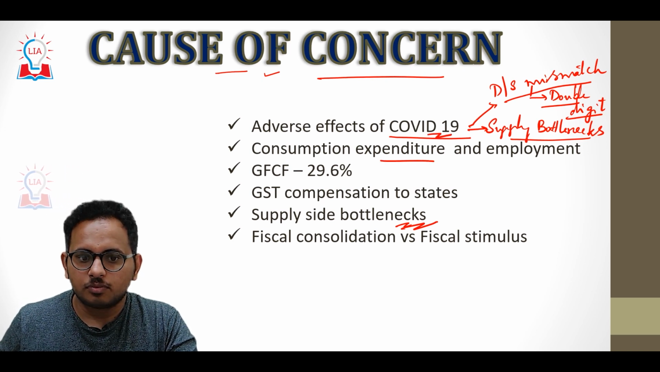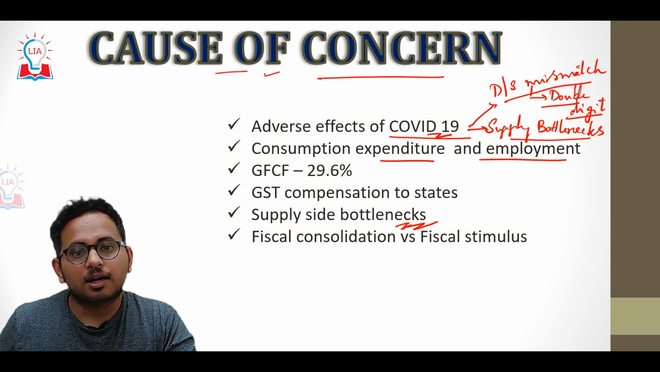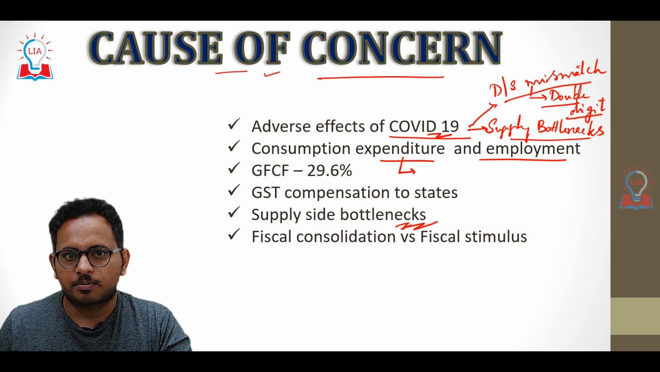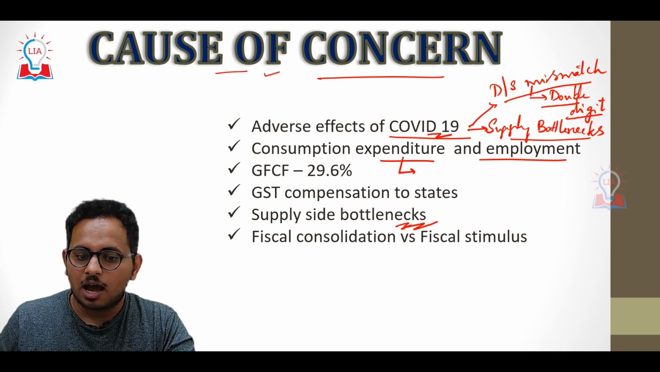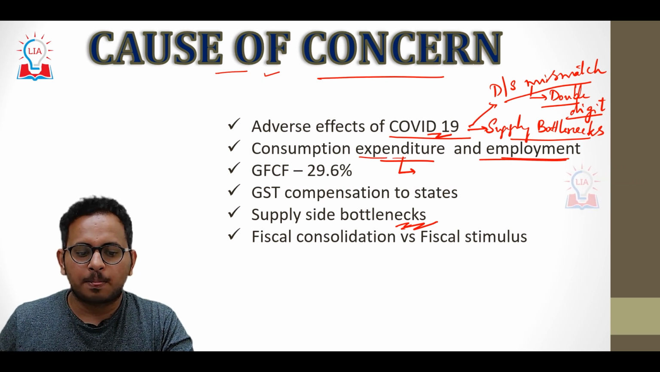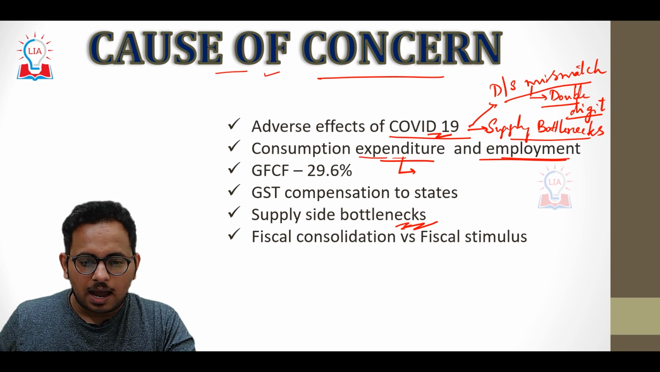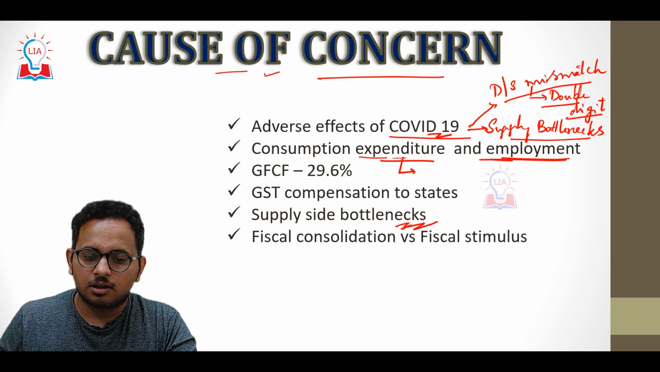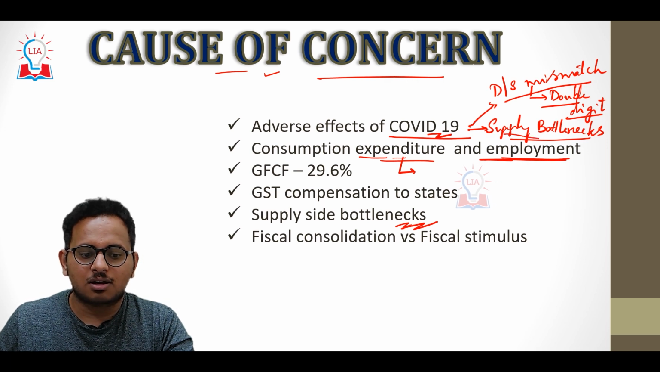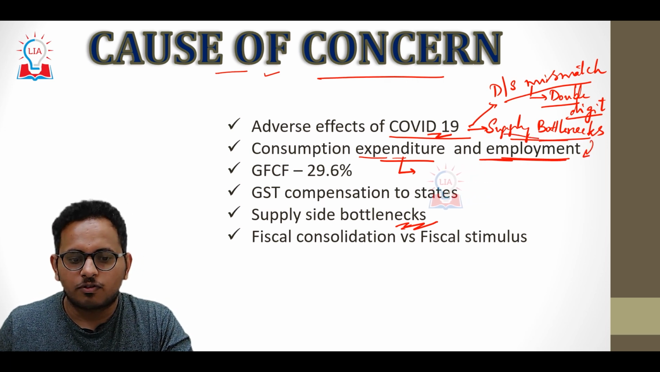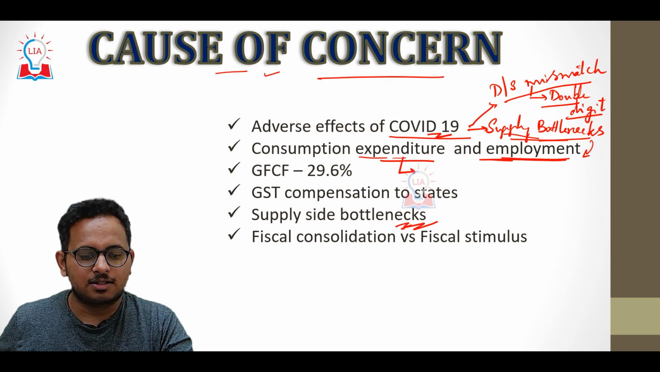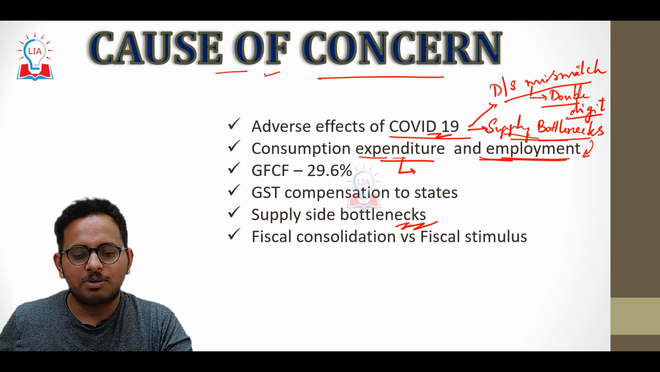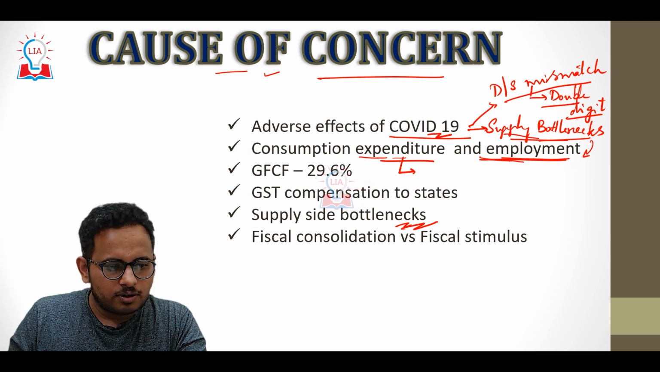And the second one is the consumption expenditure and the employment. Consumption expenditure is nothing but the amount of money spent by the people. Okay, that is consumption expenditure. And the employment generation: when government is not spending money, when public investment is not happening, and employment is not getting created because of supply bottlenecks, private players are not ready to invest because of the uncertainty caused by the COVID-19. Private players are not ready to invest, and when there's no investment, there's no employment.